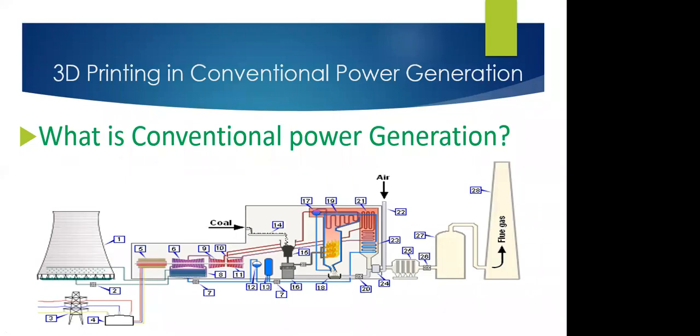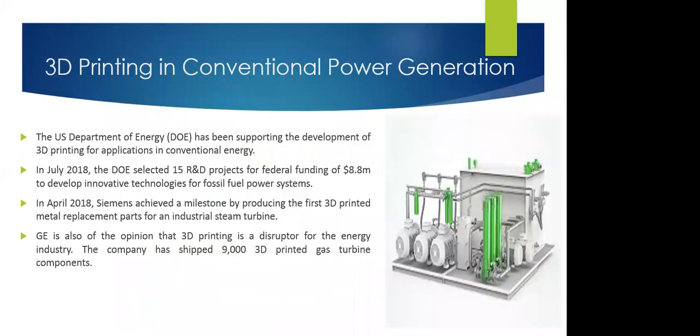A thermal power plant is conventional power generation. Conventional power generation is generating electrical energy from coal. Next, 3D printing in conventional power generation. This is global energy data.